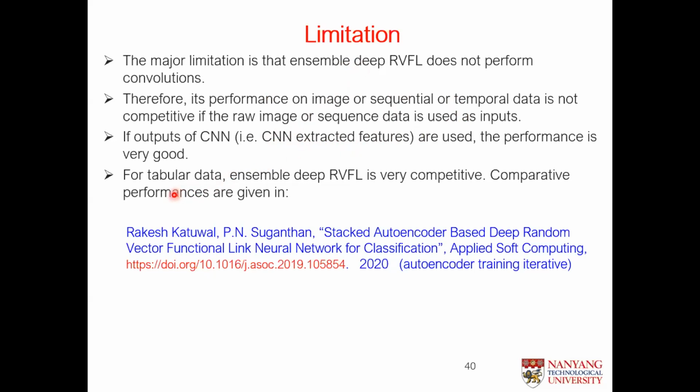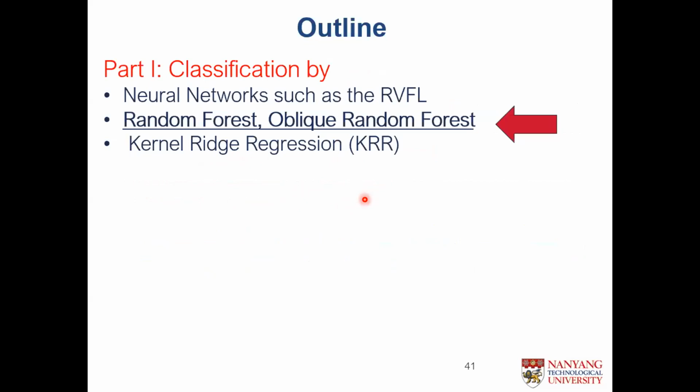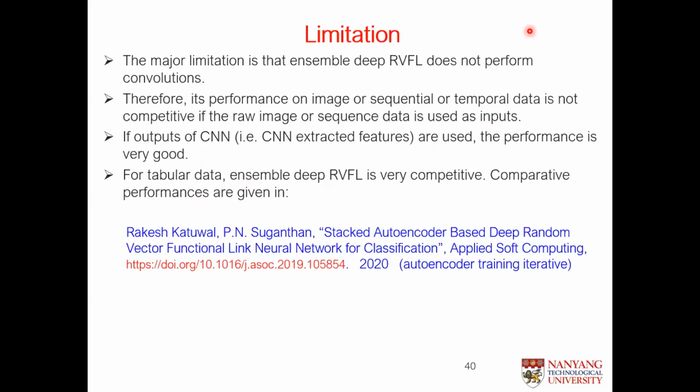So in this presentation, we mostly consider tabular data with ensemble deep RVFL. So once you apply CNN and extract the features, they are going to become tabular as well. So then you can use ensemble deep RVFL. So with this, I conclude my presentation, and then I will look at the questions. There are some questions or some comments or whatever.